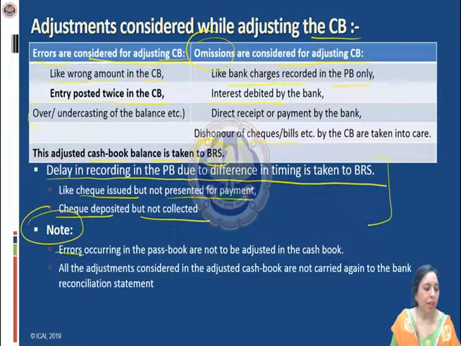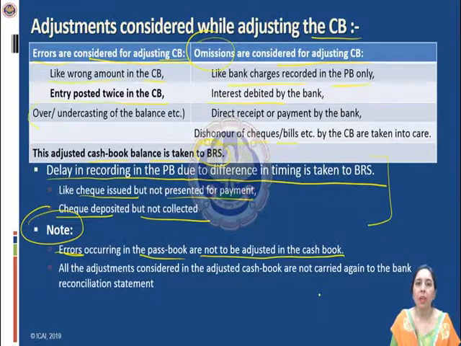Important note: errors occurring in the passbook are not to be adjusted in the cash book. If there is some error, that means the banker's accountant, the bank cashier or bank clerk, whoever is making entries in your passbook, has made some error. Maybe double the bank charges have been charged, or extra interest has been given to you, or any other wrong debit or wrong credit has been made by the banker, which is identified at the time of making a BRS. Such amounts will not be adjusted in the cash book, but they will be taken up in the BRS only.